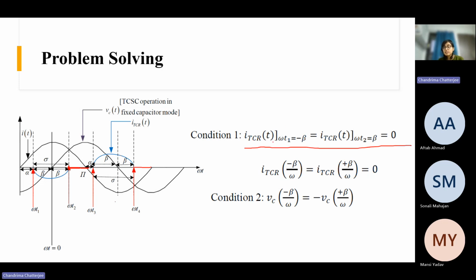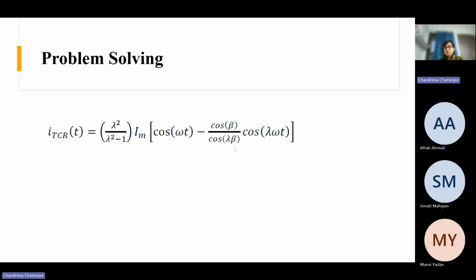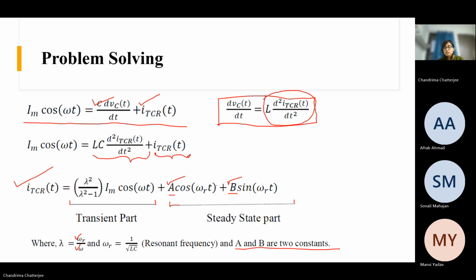So firstly, for the TCR, suppose this is omega T1. At omega T1 equal to minus beta, this current value is 0. And at omega T2 equal to beta also, this current is 0. This is one condition. Another condition is Vc at minus beta by omega is equal to minus Vc at plus beta by omega. You can see the value here and the value here are exactly the same but opposite in sign. So this gives us the second condition.